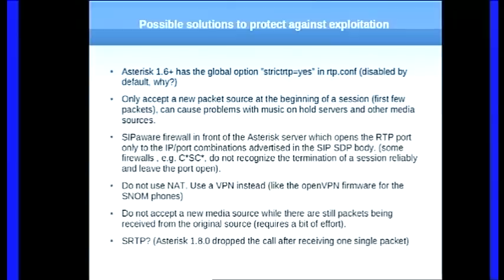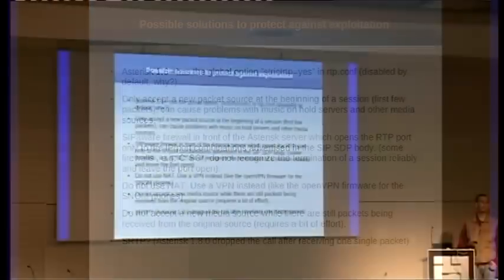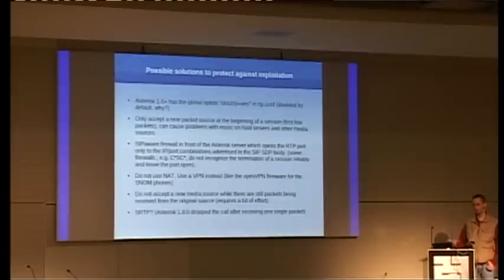You can just not use NAT traversal with it, so one thing would be to use a VPN to get rid of NAT. Even some of the bigger Snom phones have a firmware which includes OpenVPN, which also gives you good encryption, which Asterisk doesn't have until Asterisk 1.8, because it doesn't support SRTP.